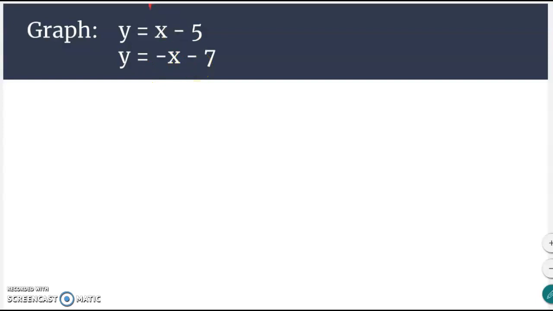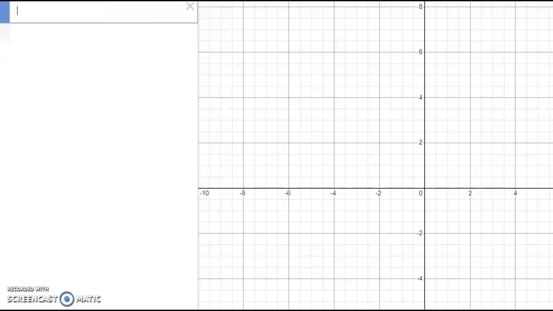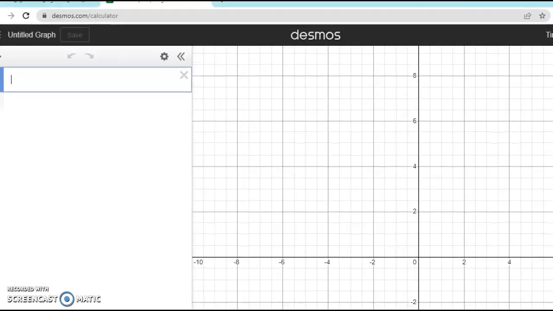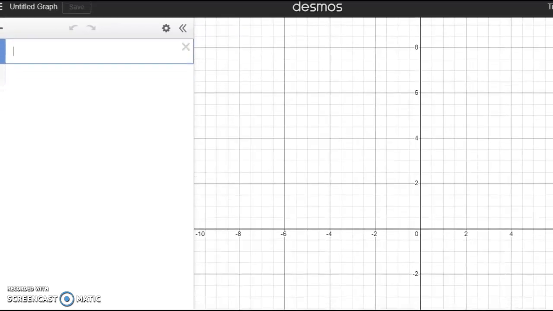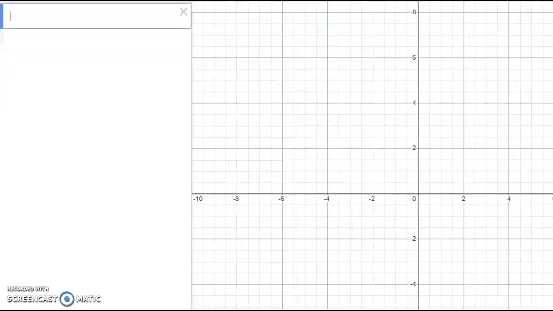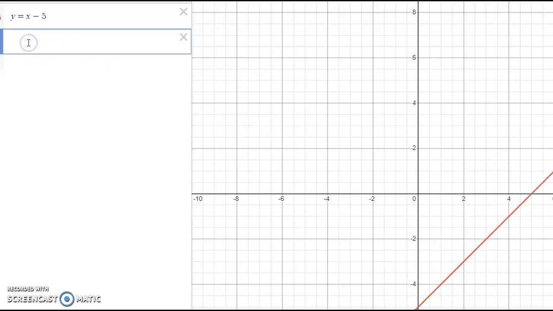Let's put that on Desmos, and again the website is desmos.com/calculator. Bring this down here so you guys can see that. And we're going to put those two equations in. I had y equals x minus 5. Notice how I type that in and it graphs instantly. We can see that right there. And here's the other one. Just go to number 2 and let's graph the other one, y equals negative x minus 7.